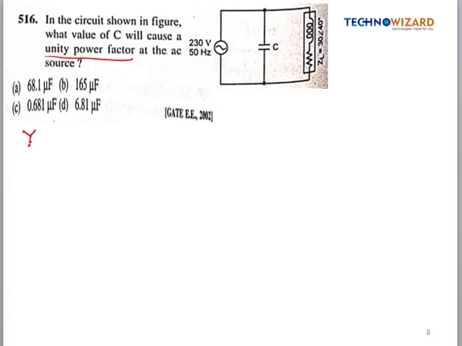So whenever they are connected in parallel, we prefer to go with the admittance. So let's calculate the total admittance of the circuit, which is given by Y is equal to Y1 plus Y2. So Y1 is equal to 1 by Z1, plus 1 by ZL. Now this Z1 can be written as 1 by j omega c. So after simplification, we will get Y as j omega C plus 1 by ZL. The value given in the question is 30 angle 40.